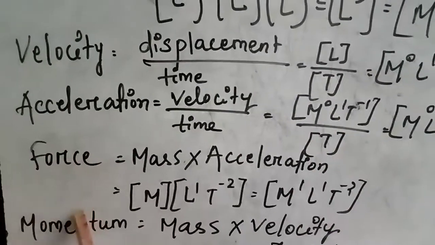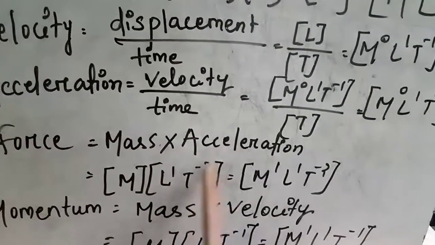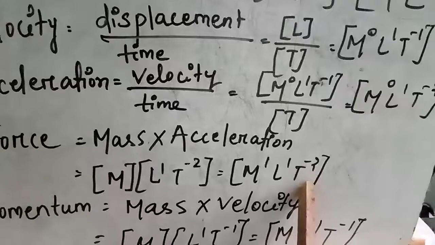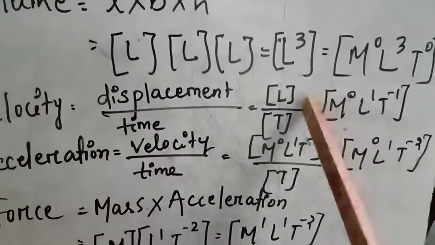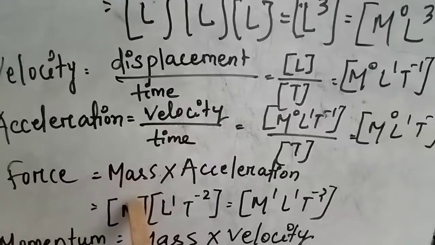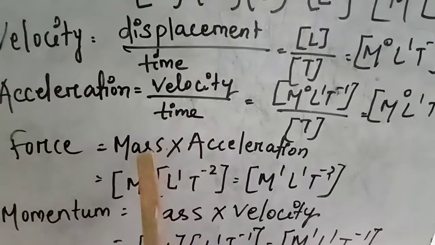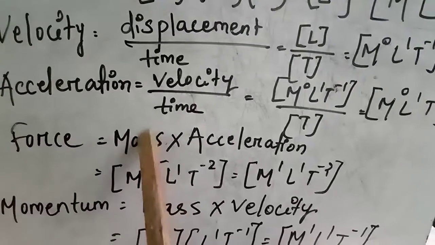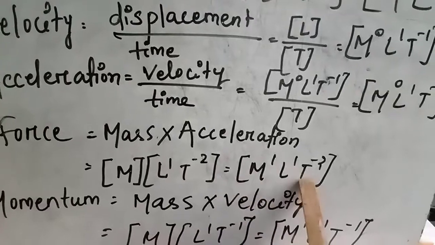Then the force formula is mass into acceleration, that is why mass M, L1 T minus 2, so M1 L1 T minus 2. In the previous dimensional formulas, there is no role of mass, that is why we wrote 0 for it. But in force, there is mass because its formula is mass into acceleration. That is why you have to write M for mass, and acceleration's dimensional formula is this. The total is this much.